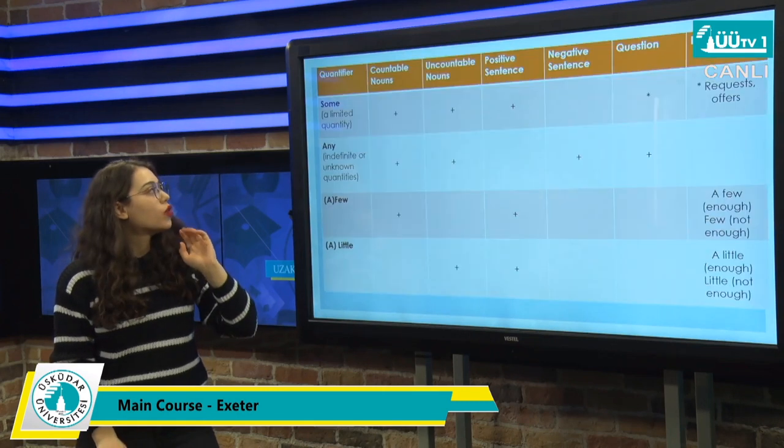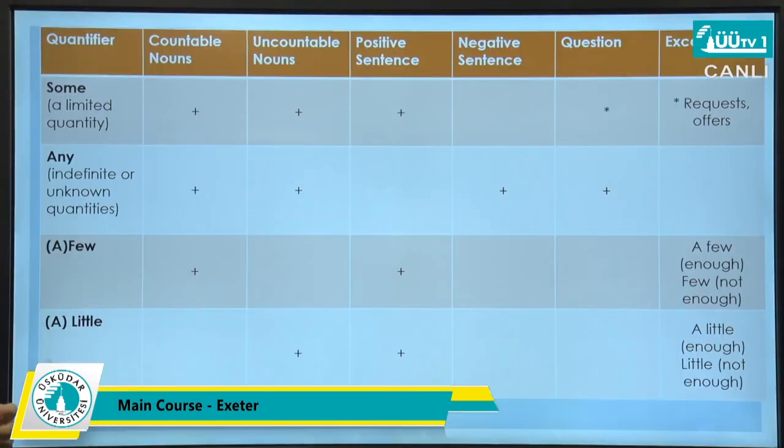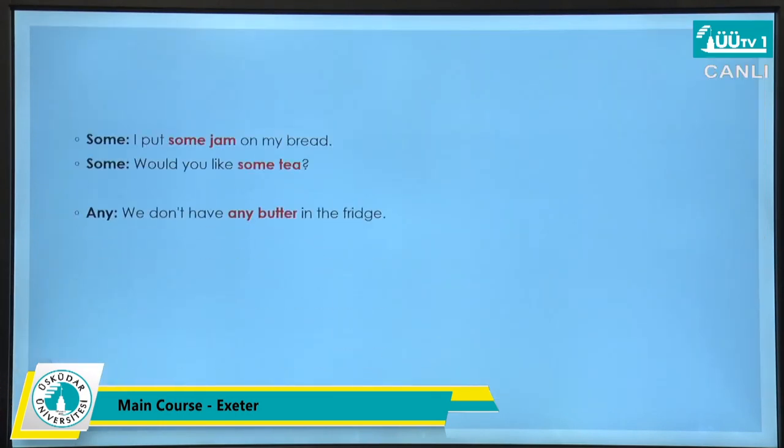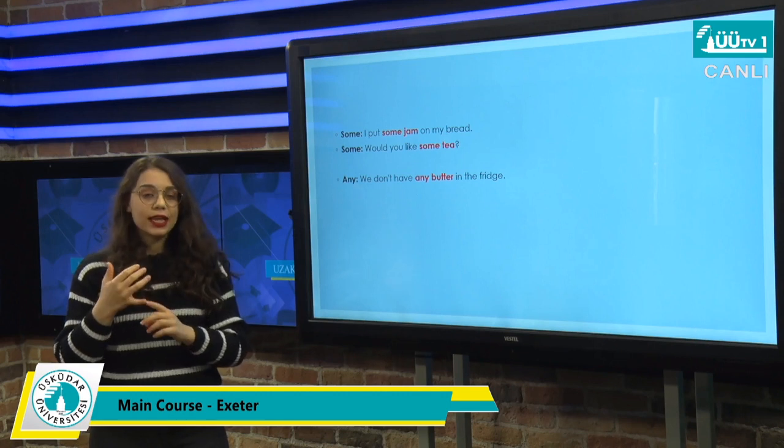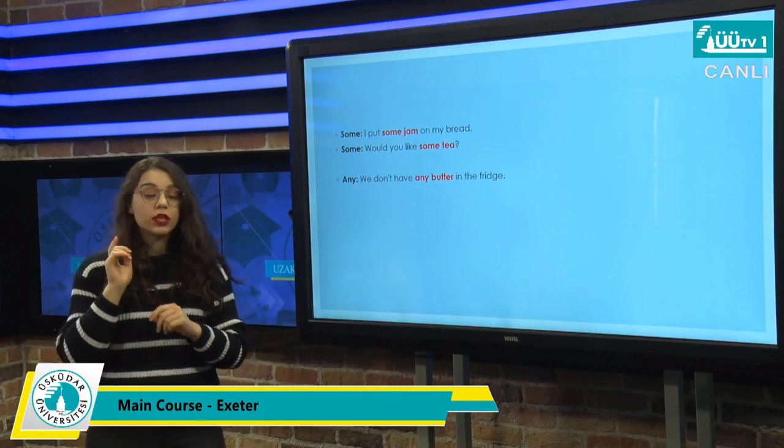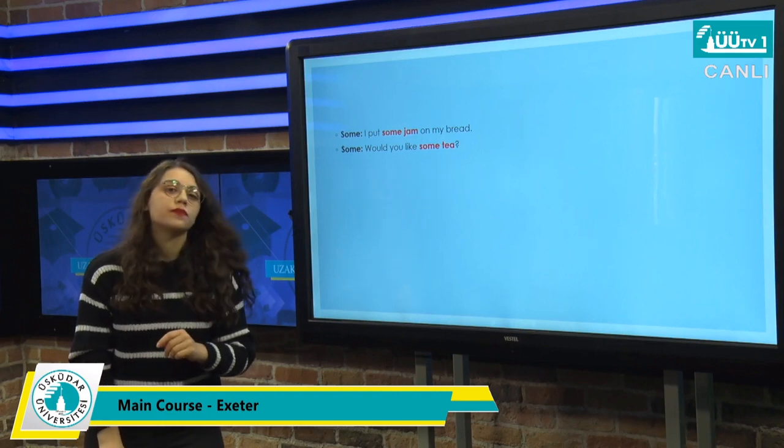Let's look at the other quantifier here, any. With any, we don't know the definite quantity, it is an unknown quantity. We use it again with countable and uncountable nouns, and we use any in negative sentences and questions. We don't use any in positive sentences. If we look at the example here, we don't have any butter in the fridge, or we can make it a question, do we have any butter in the fridge? So we can use any with countable and uncountable nouns, but only in negative sentences or questions.